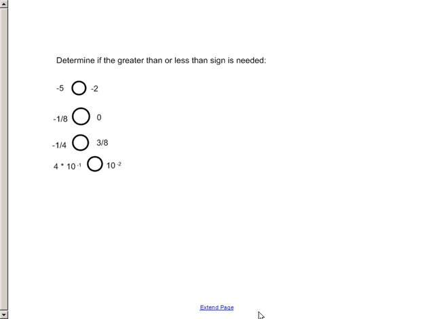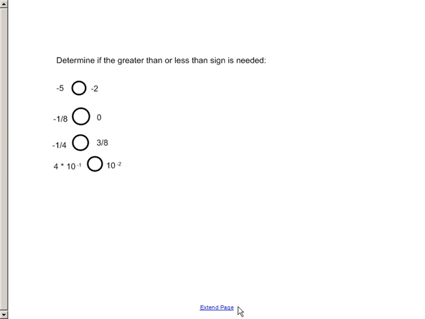Hi, fifth graders. Welcome to March and Unit 6. Last week we started and did the first two lessons, a review of division of fractions. Now we're going to be doing some review on addition and subtraction of positive and negative numbers.